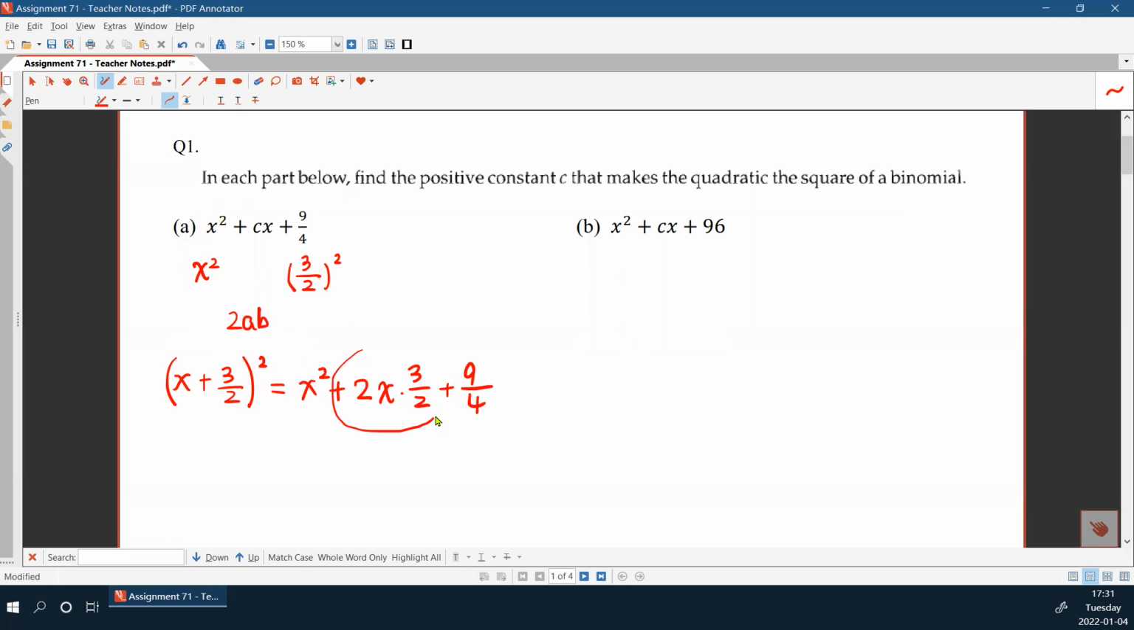So this is our cx, which is 3x. Therefore, the coefficient c equals 3. So this is our final solution.